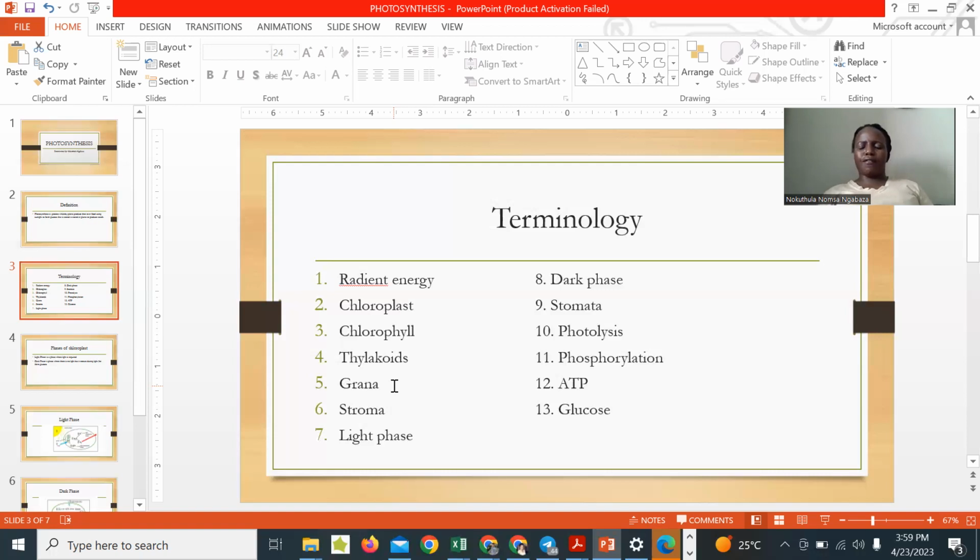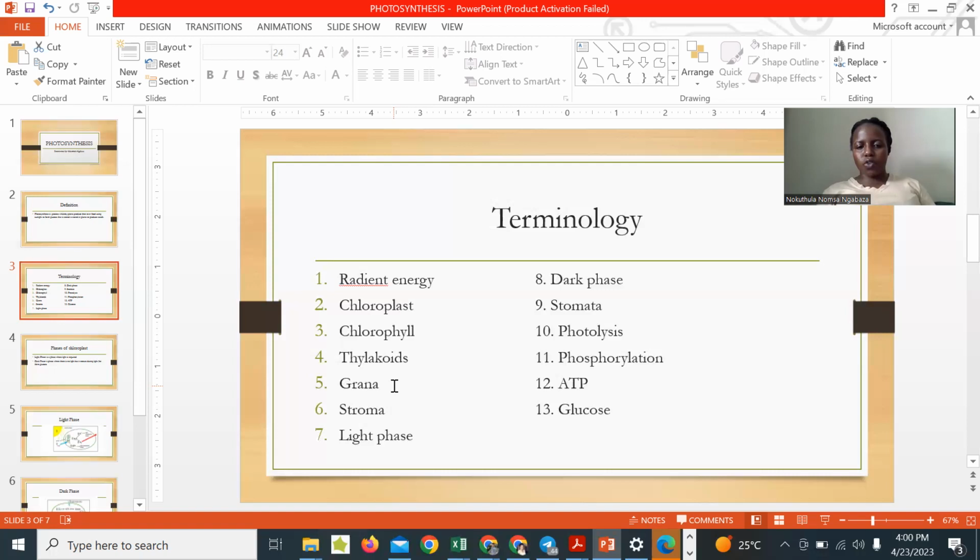So what is the light phase, right? The light phase is a stage of photosynthesis which is dependent on light. So the grana is where your light phase is going to occur, and your light phase is a stage of photosynthesis that is dependent on light so that oxygen can be formed. I'll repeat again. Your light phase is a stage in photosynthesis which depends on light so that it can form oxygen.